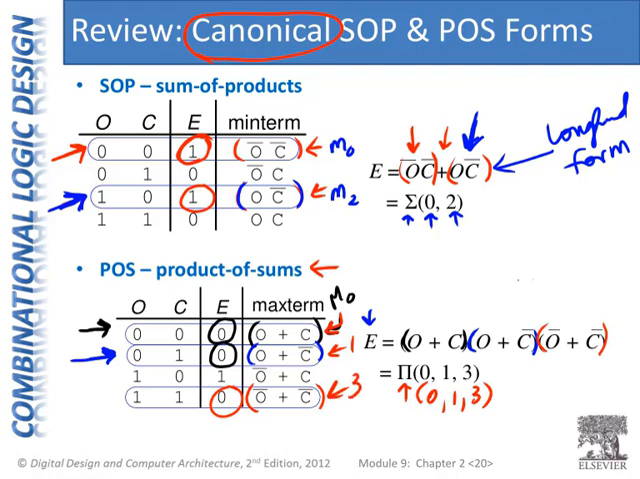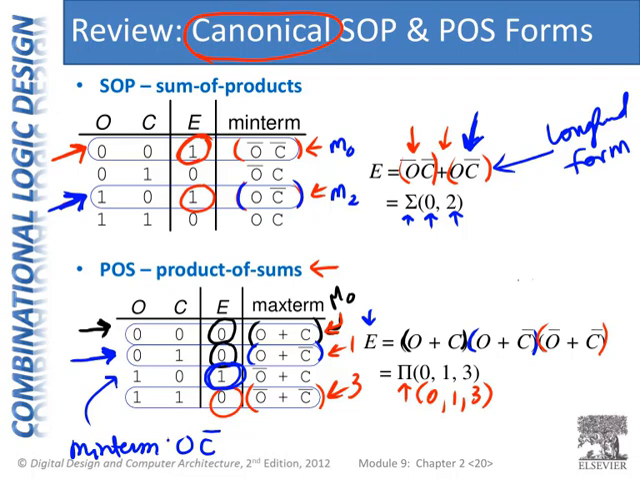We also could have written this function in sum of products form. That would have been, well, we would have circled the 1s, and the minterm associated with this row would be, regardless of what the output is, O and C bar, because we have a true form of O and the complement form of C in order to make that product term true.